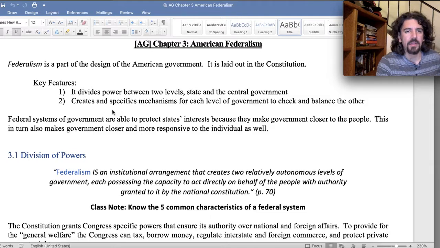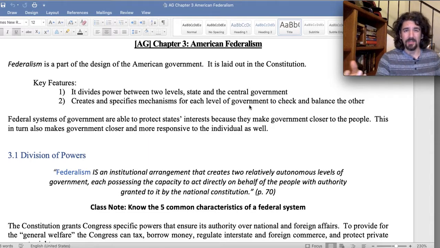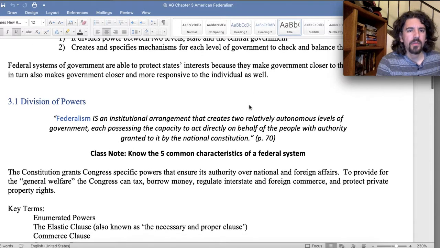The second thing is that federalism creates specific mechanisms for each level to check and balance each other. There are certain responsibilities the federal government has, like the military, but there are other responsibilities that states have, like maintaining the infrastructure of that state, which is the responsibility of the state government, and then we have our California government component.